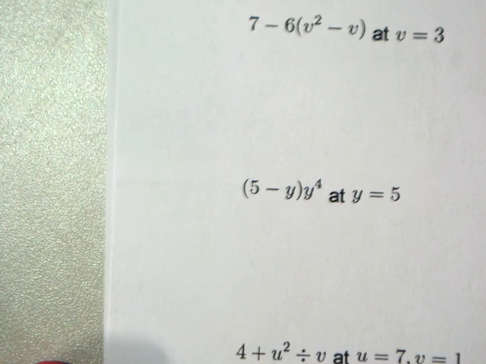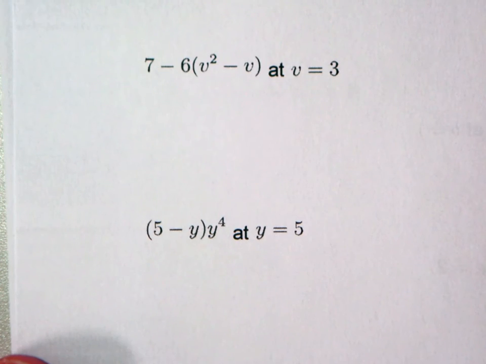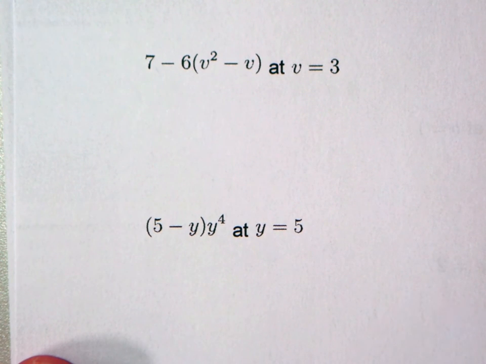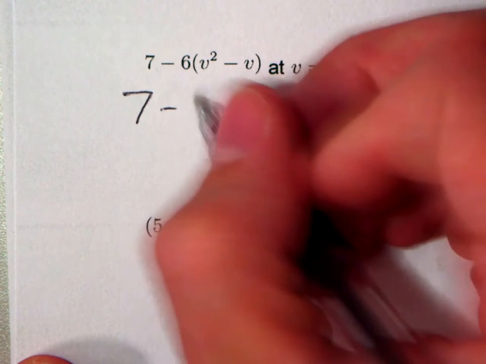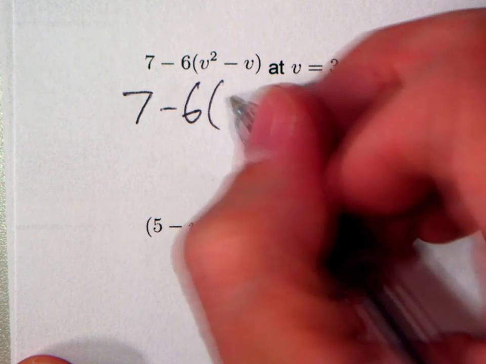Let's look at the back of Tuesday's. Do a couple problems here. How about 7 minus 6 times the quantity v squared minus v, for v is equal to 3. So the first thing we do is we replace every instance of v with a 3.